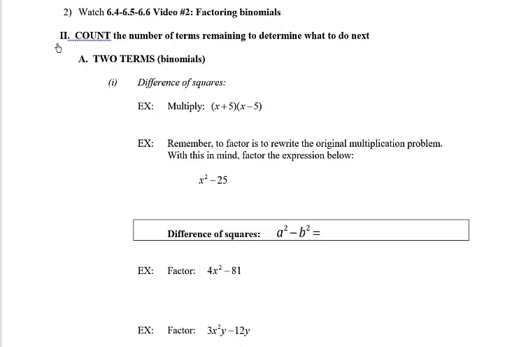Well, step 2, after you pull out the GCF, is to count how many terms you have left. That is a critical step because there are different methods based on the number of terms you're looking at. So you're going to want to learn to count those terms. This video will cover the situation where there are 2 terms, in other words, where you have a binomial.